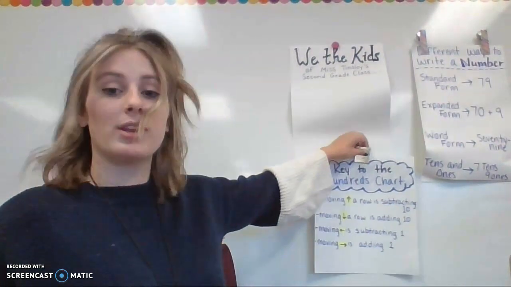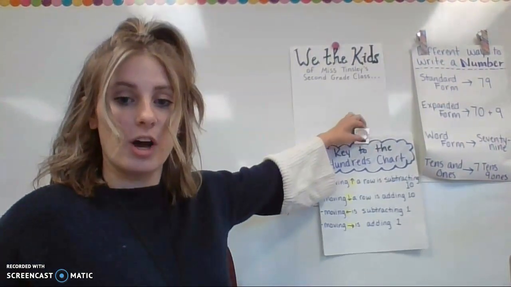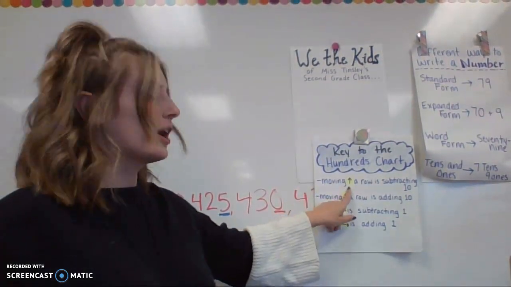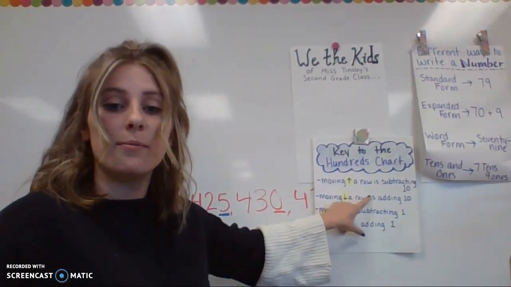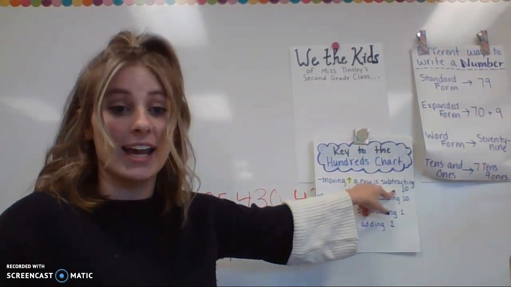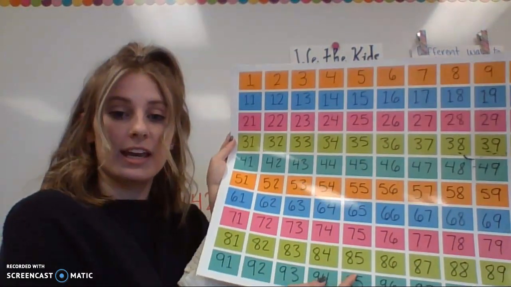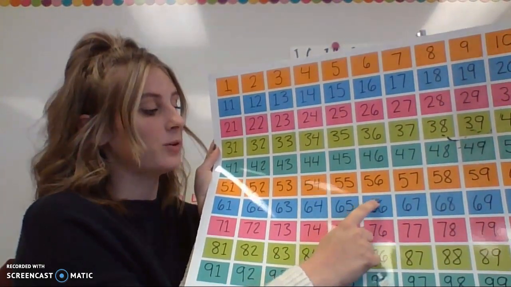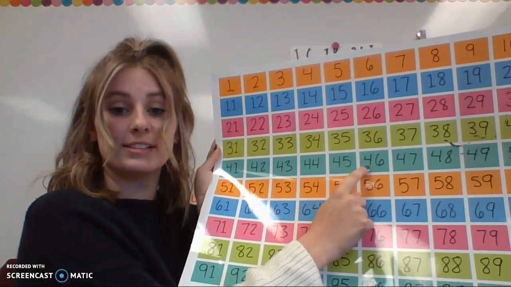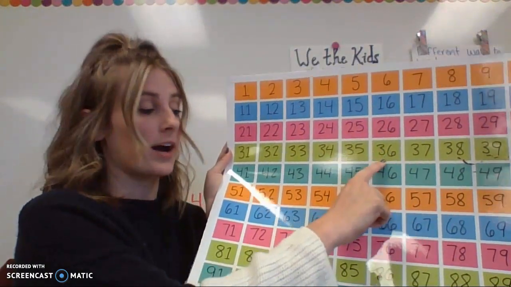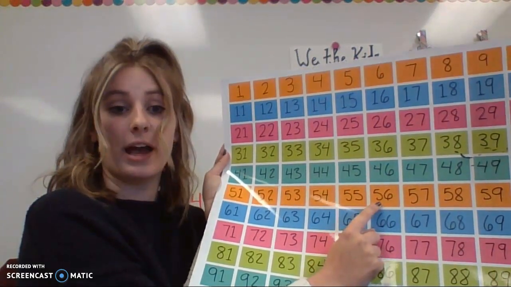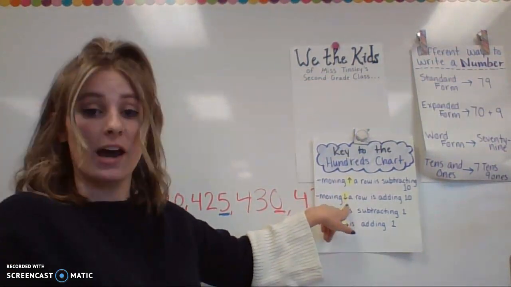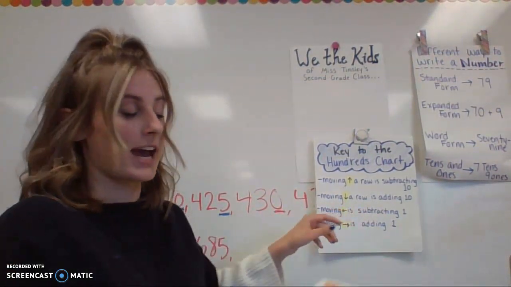So really quick, I want to take a look at our key to the hundreds chart. Our first rule is that if we are moving up on the hundreds chart, that means we are subtracting 10. So if I'm looking at the number 56 and I'm moving up a row, I'm subtracting 10. When you're moving up or down, you're always only looking in the tens place. Okay? So if I am moving down a row, that means I'm adding 10.